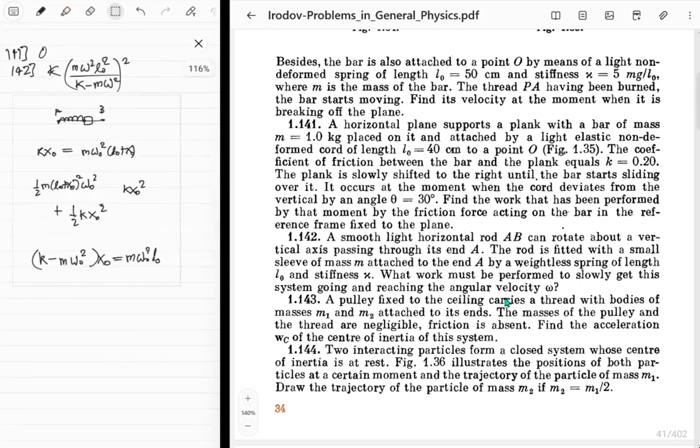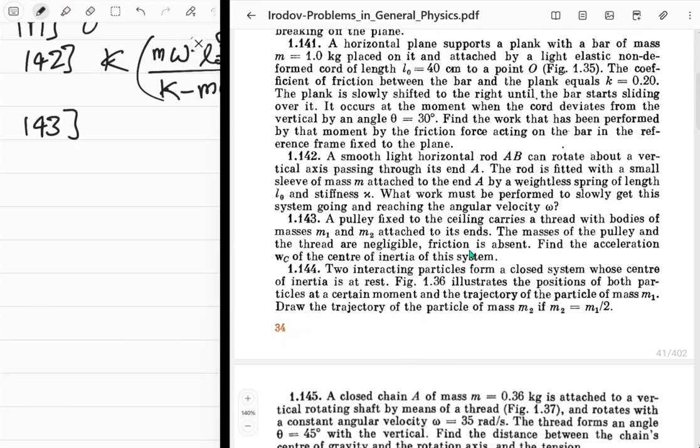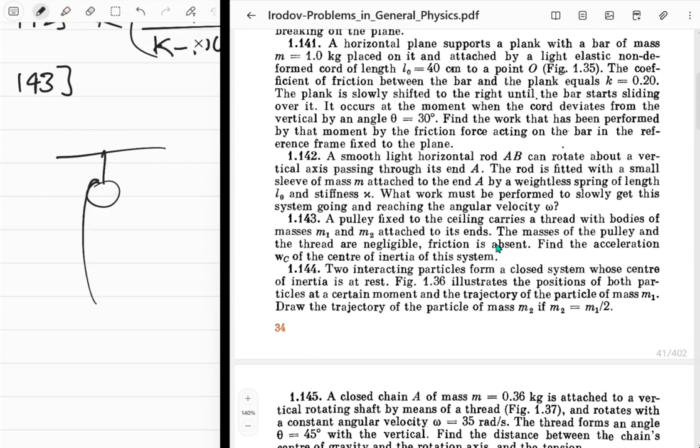Okay, this was easy. So 142 done. Let's go to 143. A pulley fixed to the ceiling carries a thread with bodies of masses m1 and m2 attached to its ends. The masses of the pulley and the thread are negligible. Friction is absent. Find the acceleration of the center of inertia of the system.